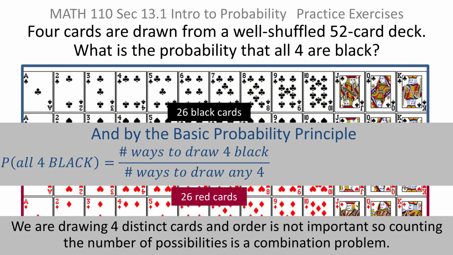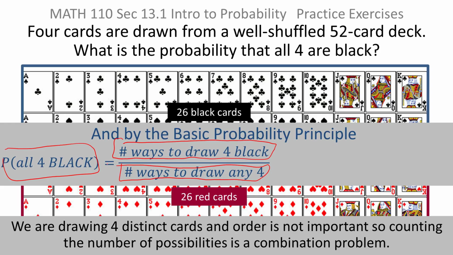But also, by the basic probability principle, we know that to find the probability of getting all 4 black cards, we simply have to count how many ways we can draw 4 black cards and divide by the number of ways we can draw any 4 cards. Remember, probability is always what you want over any possibility. So the probability you get all 4 black cards is the number of ways to draw any 4 that are all black over the number of ways to draw any 4 cards, don't care if they're black or not.